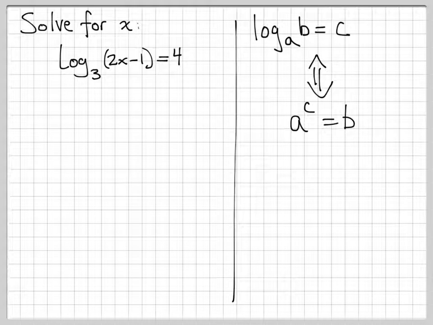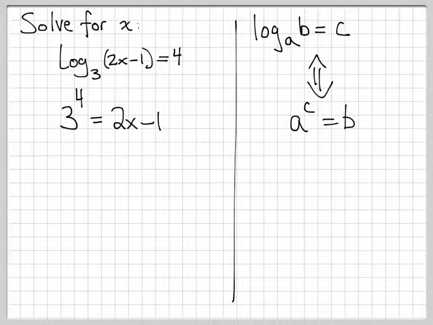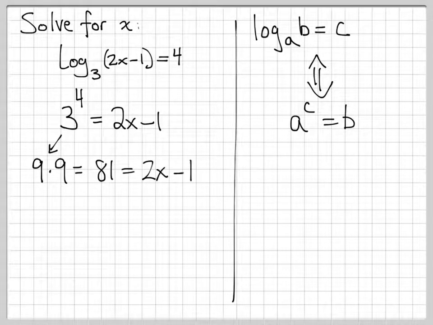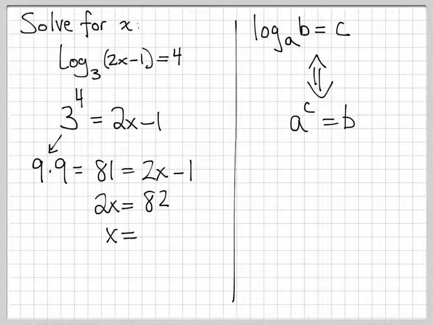If one side has a log, then you can change it to this sort of equation. So here, we can change this to 3 to the 4th equals 2x minus 1. And then this is many times more manageable. In particular, 3 to the 4th is just 9 times 9, which is 81, equals 2x minus 1. And so 2x equals 82, and therefore x equals 41. See, that wasn't bad at all.